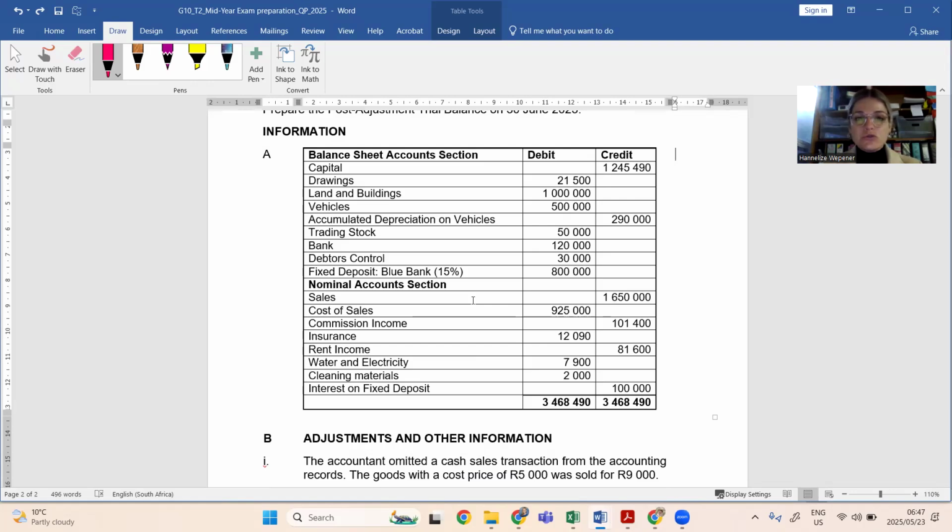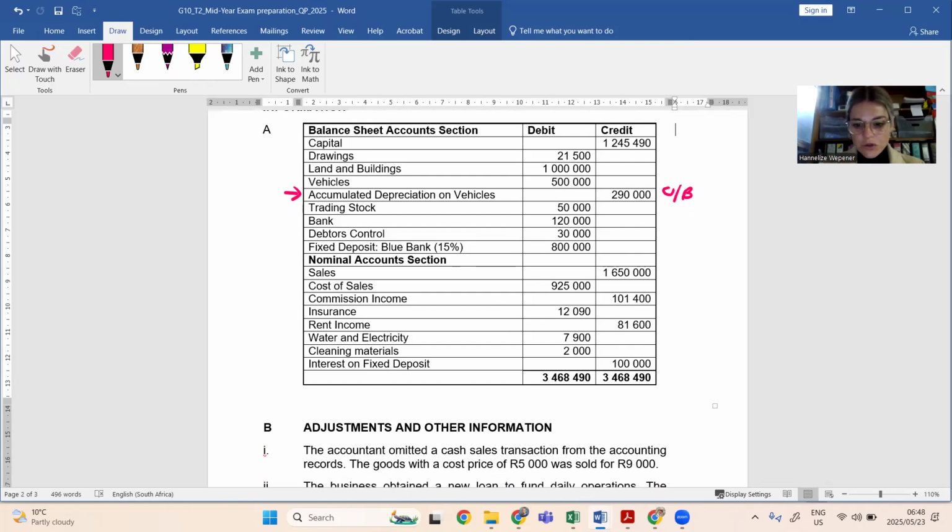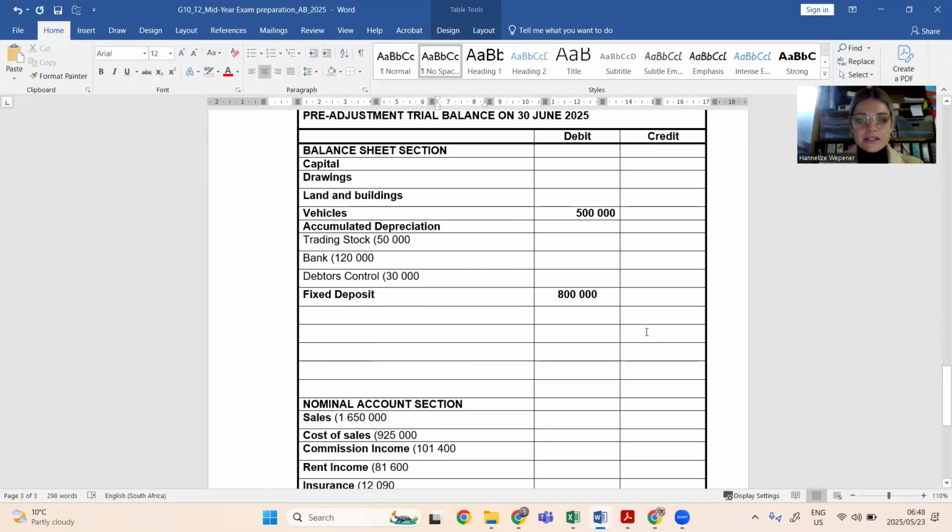So the adjustments that we don't do throughout the year, like for instance, your depreciation. You need to know that your accumulated depreciation, for instance, that account, that is your opening balance, because that is a year-end adjustment, meaning that that is an account that will only be recorded and posted at year end. So you definitely have to know that that is your opening balance, unless stated otherwise. Right. So your first step is to start with your balances as per your pre-adjustment trial balance.